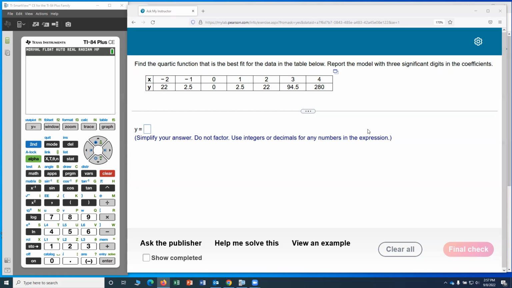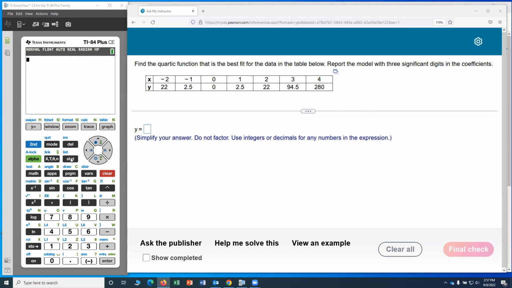I got a student question about homework 8, problem 2. Find the quartic function that is the best fit for the data in the table below. Report the model with 3 significant digits in the coefficients.